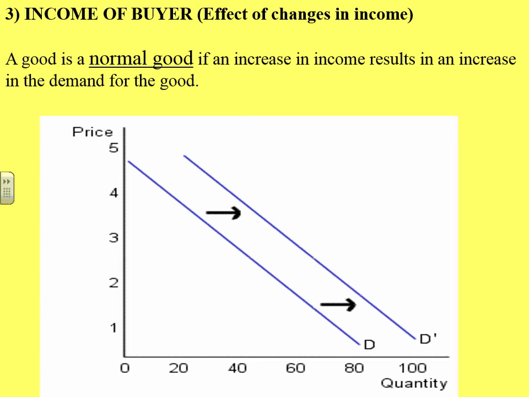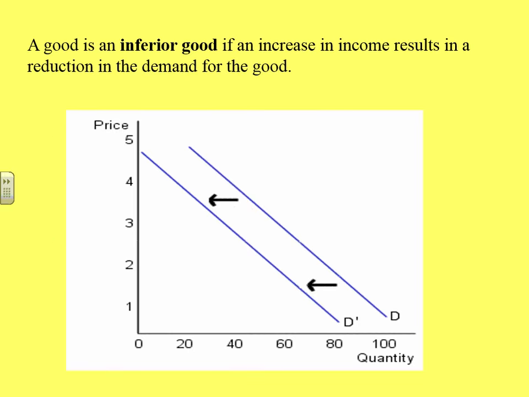Okay, income of buyer. Also very easy to understand. If your income goes up, it's a positive shift, and if your income goes down, it's a negative shift. But that's for 95% of all the products that are out there that we would call normal goods. That means a normal good is if your income went up, you would buy more of it. But an inferior good is a good that if your income went up, you would buy less of it.